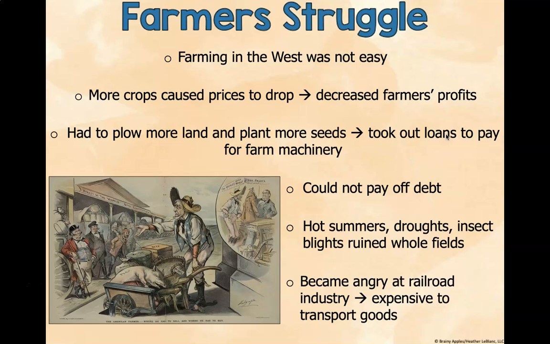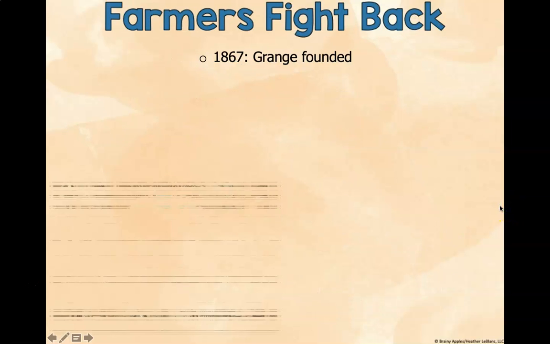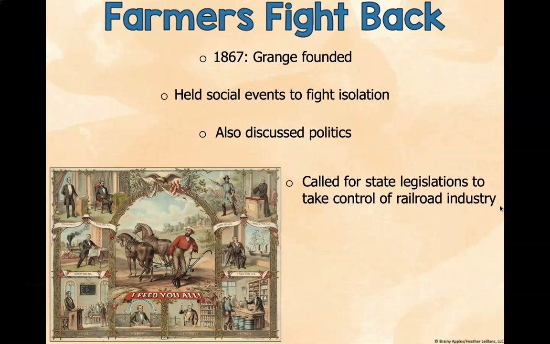What we'll get to during the Great Depression, we'll start to talk about the Dust Bowl. And that's another thing that happened out in the Midwest, because when it gets very dry and it does not rain for a long period of time, you now have a lot of dust from the dirt. These people became angry at the railroad industry because it was expensive to transport goods. So the farmers decide that they're going to fight back.